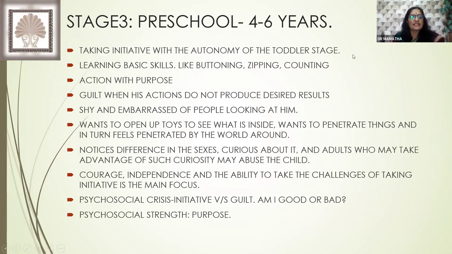So this stage three would be preschool, or 4 to 6 years. This will be taking initiative. This is the stage where they take initiative. They can initiate a play. They can initiate to converse with some child or something like that, with the autonomy of the toddler stage. So they know certain things, how to do. So they do take up certain initiative in doing something, in some task.